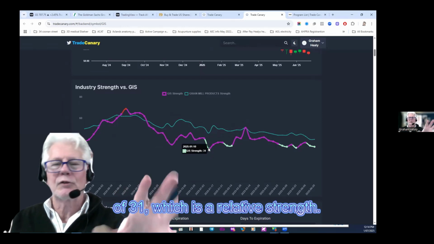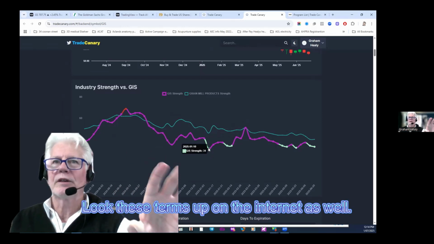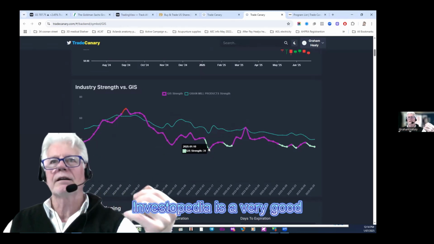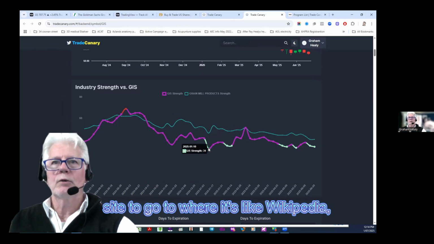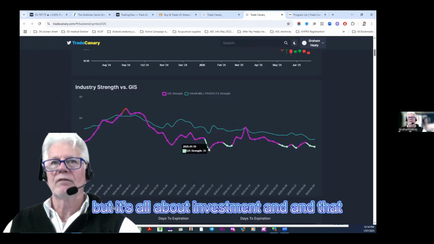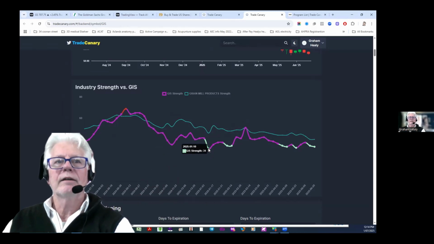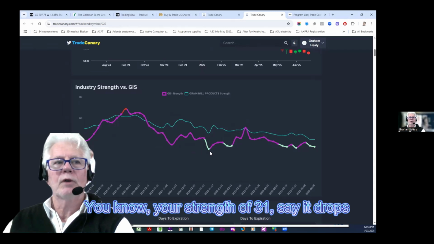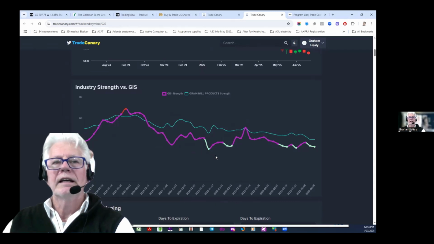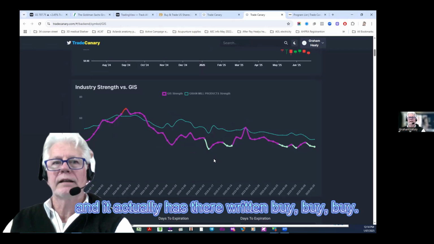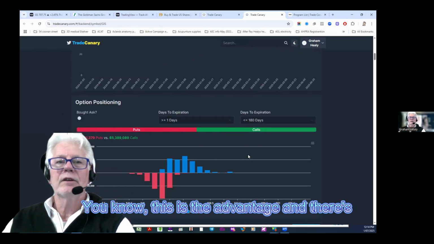which is a relative strength, look these terms up on the internet as well. I think Investopedia is a very good site to go to, where it's like Wikipedia, but all about investment. I found that very educational. Your strength of 31, say it drops down to about 20, it will trigger a buy signal for this particular company. And it actually has there written buy. So, this is the advantage.